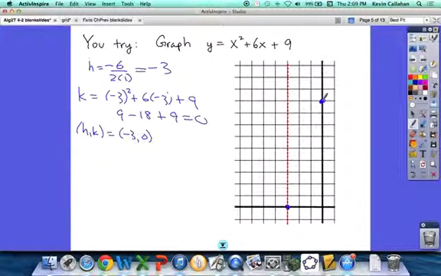So what other point is on the parabola? No. Negative 6, 9, right? If there's a point 3 to the right of the axis of symmetry, then there's another point 3 to the left, right? So there's your 3 points that you need to graph.